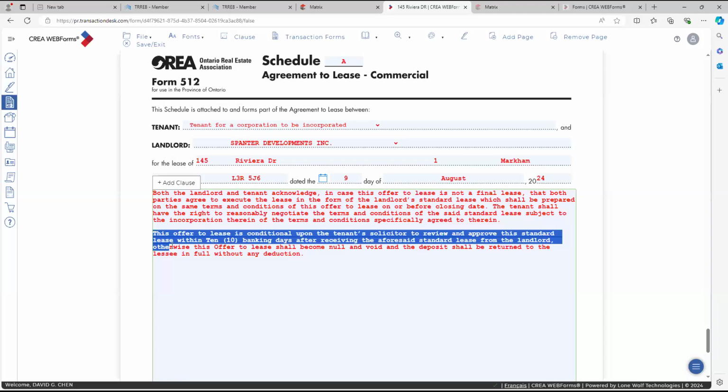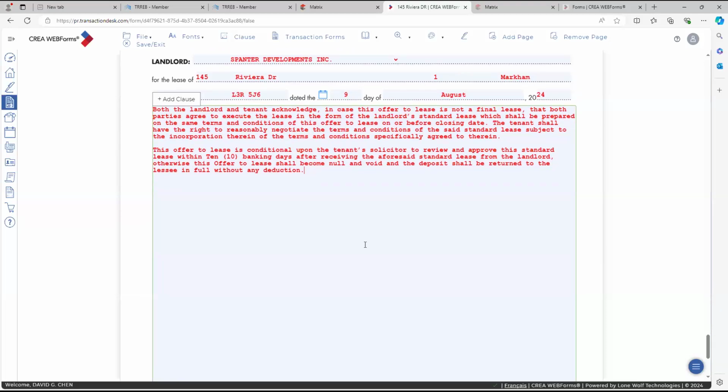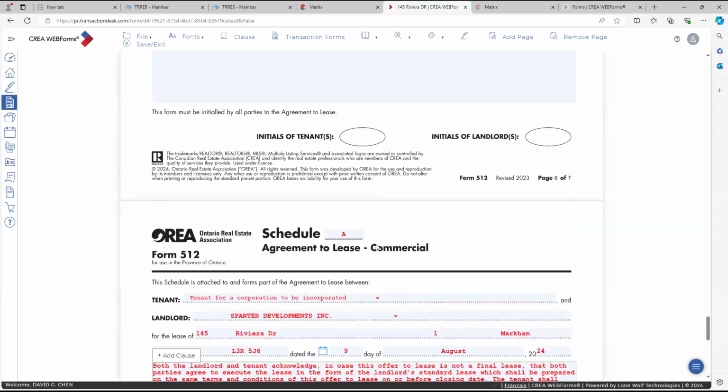Say this: after acceptance of the lease, the condition upon the tenant's lawyer or solicitor to review and approve the final standard lease within 10 days. Because the standard lease, as I say, is 30 pages, 60 pages, we cannot touch it. We are not legal specialists on it. So that's the way to protect your client and protect yourself. So please remember, okay? That's the final condition to protect your client for this.